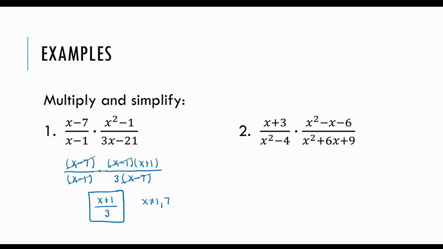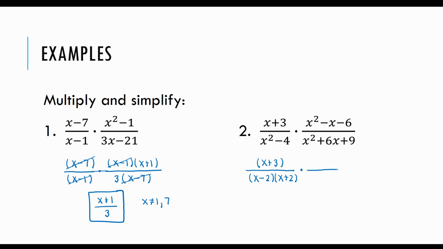Okay, if I look at the next problem, (x + 3)/(x² - 4) times (x² - x - 6)/(x² + 6x + 9). Let's go through it. I want to factor everything as much as possible first. So x + 3, there's nothing to factor there. I'm going to put it in parentheses. In my denominator, x² - 4 is going to factor into (x - 2)(x + 2).